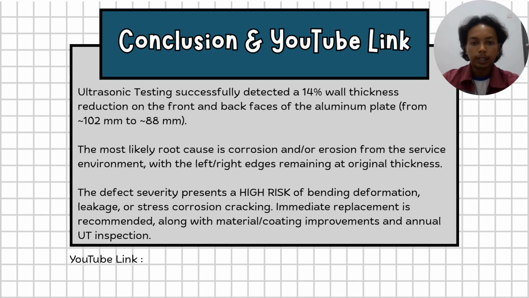Okay, for the conclusion. Ultrasonic testing successfully detected a 14% wall thickness reduction on the front and back face of the aluminum plate, from 102 mm to 88 mm. The most likely root cause is corrosion and or erosion from the service environment, with the left and right edges remaining at the original thickness.